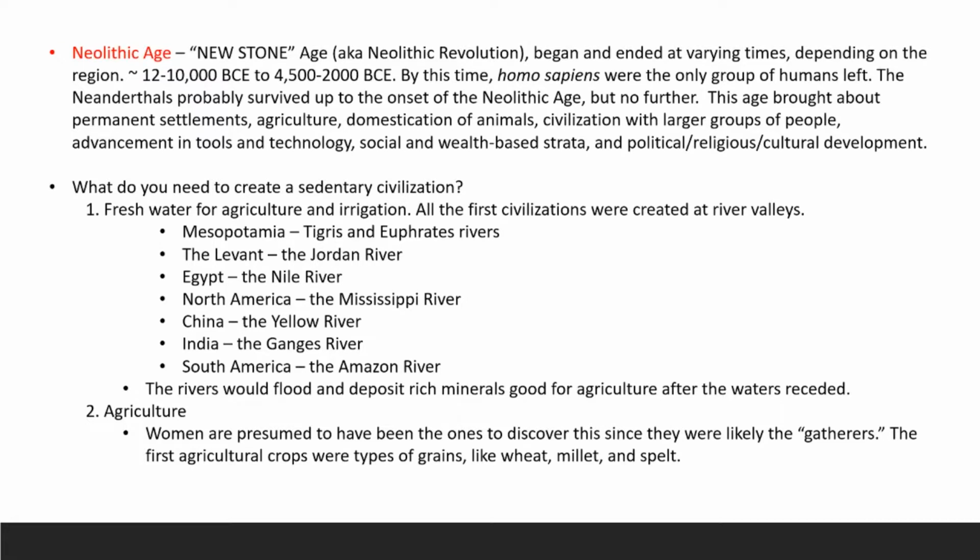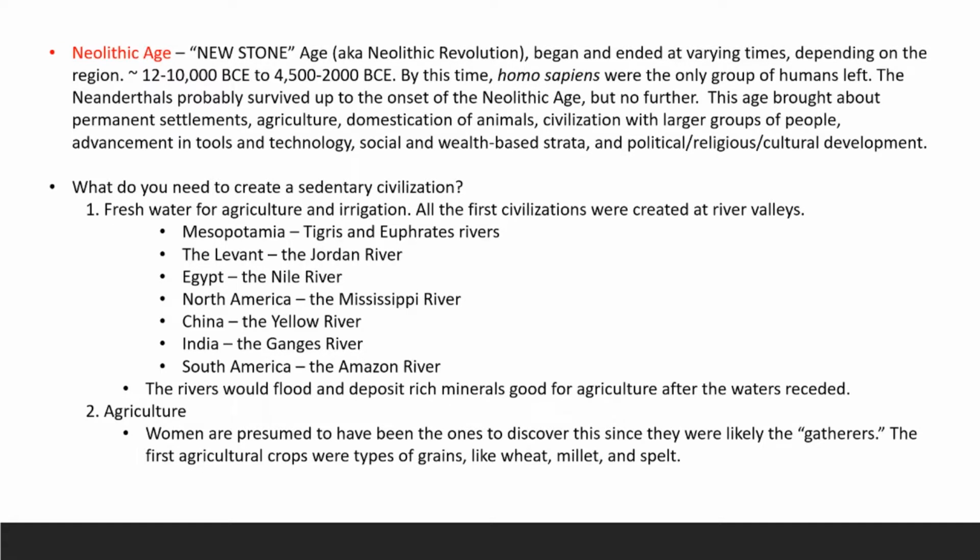And by this time, the Homo sapiens were the only group of humans left. Neanderthals probably survived up until the beginning of the Neolithic Age, but no further. We don't know if they just went extinct or if they bred with modern Homo sapiens and created the new version. This age brought about permanent settlements, sedentary lifestyles, agriculture, domestication of animals, and much larger groups of people. So many advances in tools and technology. It also created social and wealth-based strata, and of course political, religious, and cultural development. So, let's talk about that.